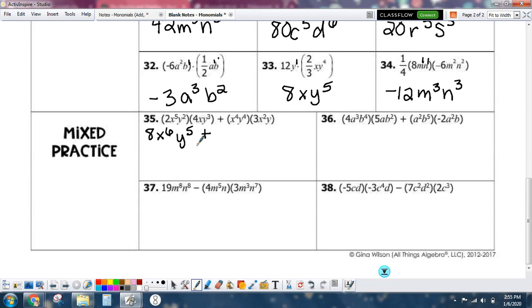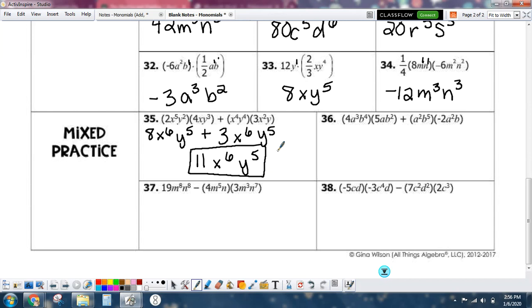So let's see if we're going to get the same number. So my coefficients, I have a 1 and a 3, so it's going to be 3. And then my x to the 4th, x squared, that's 4 plus 2 is 6. And then y to the 4th and y to the 1st, 4 plus 1 is 5. I do have like terms here with my x to the 6th, y to the 5th. So I can go ahead and just do 8 plus 3 to get 11, x to the 6th, y to the 5th. Try 36.